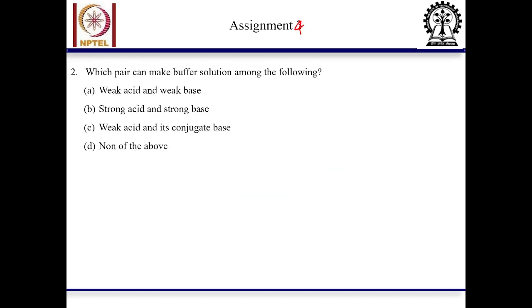So which pair can make a buffer solution among the following? Any guesses, which pair can act as a buffer solution? Okay, the option is C. Sweta is saying option C. Anyone else who has a different answer? Okay, so the answer is correct.